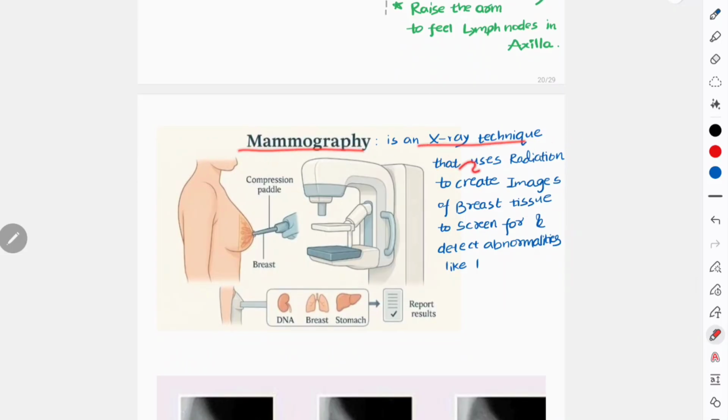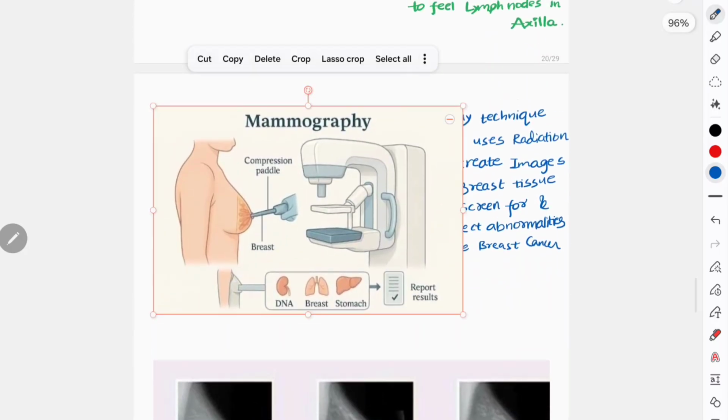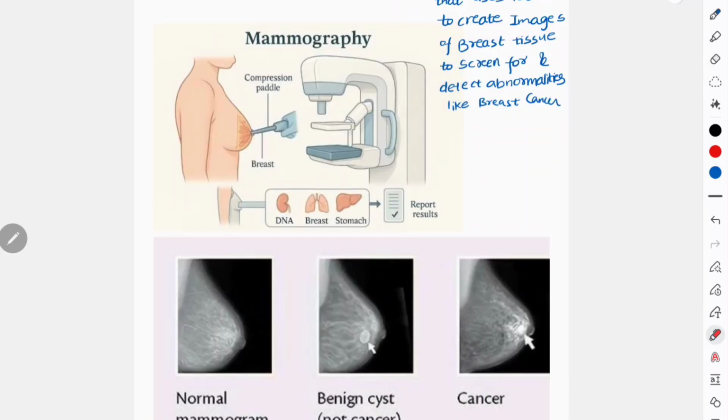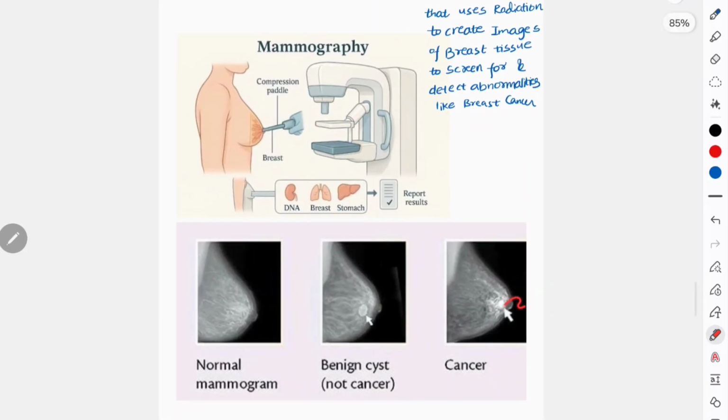Mammography is an X-ray technique that uses radiation to create images of the breast tissue to screen for and detect abnormalities like breast cancer. The breast will be placed in these 2 compression pedals and it will compress slowly, and the radiation falls over it, like this. Radiation will fall on it and images are produced so that we can see the cancer mass of cells.